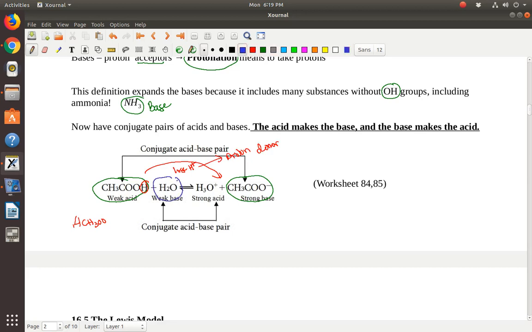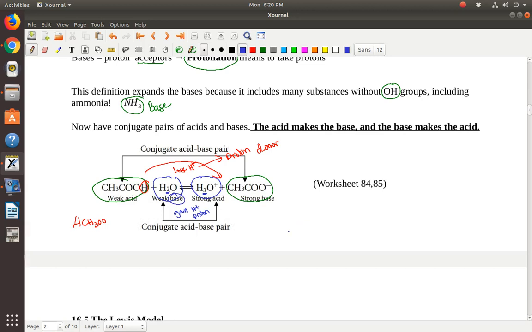Now then you compare the other two molecules. This is the water, and this is the hydronium ion. Well, what's the difference between these? This one has 2 hydrogens, and this one has 3. So it gained a hydrogen. It gained an H+, or a proton. Acids are proton donors. Bases are proton acceptors. So that means this had to be the base. So that's how you figure it out. You compare the two.